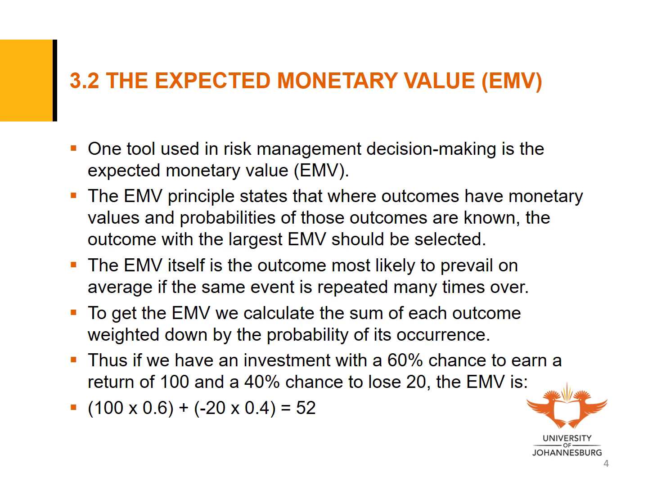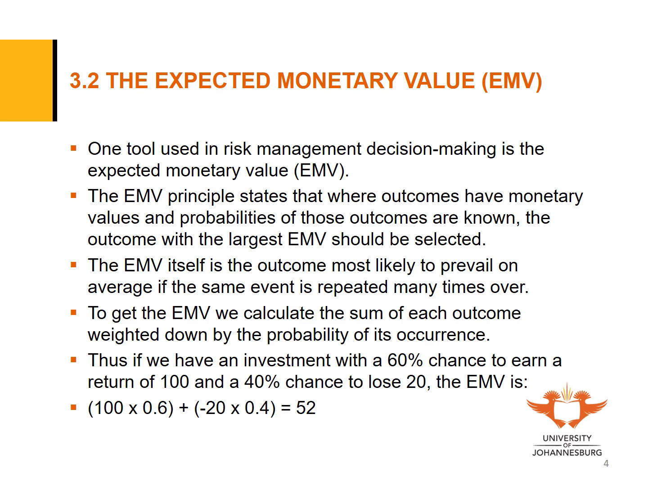So how do we get your expected monetary value? We calculate the sum of each outcome. But remember, we said each outcome is weighted down by the probability of its occurrence. So you're going to add all of that up and then you're going to decide which decision to take.